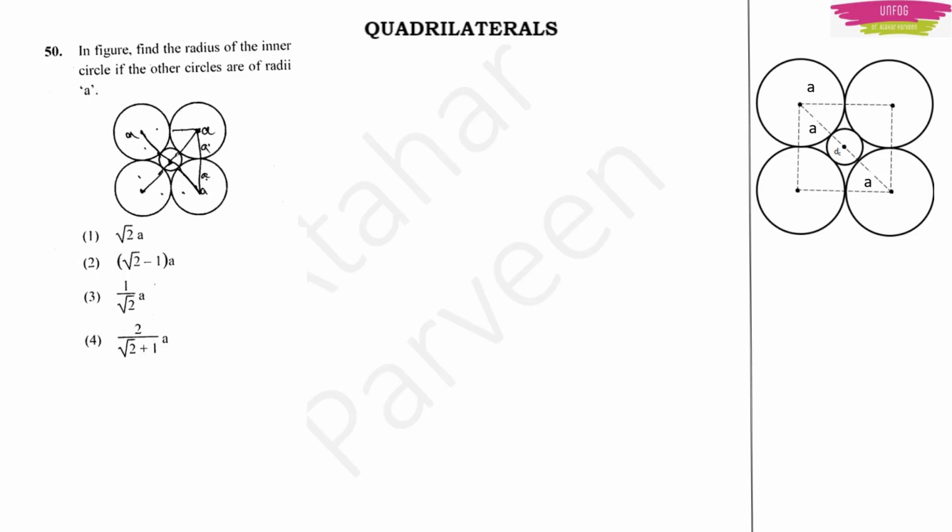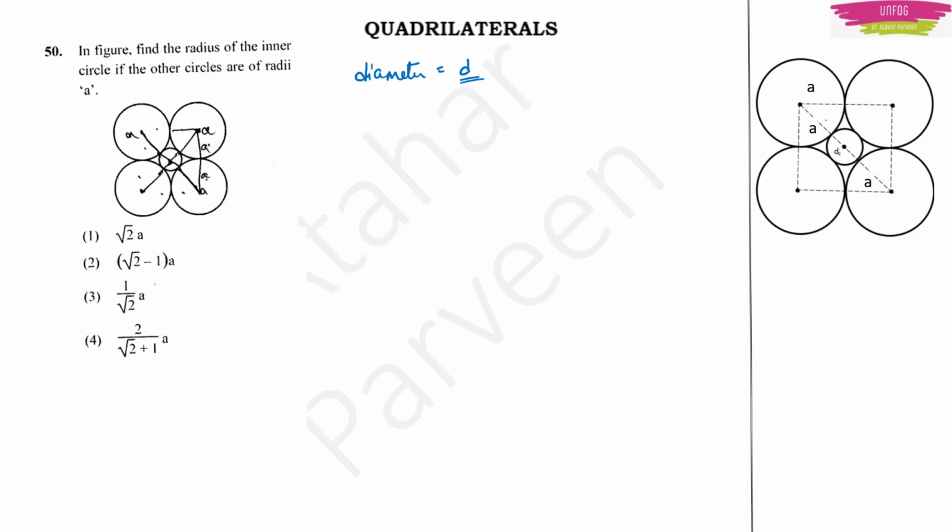You can say that this problem is from quadrilaterals, or you can also say that this problem is from the chapter circles, because the situation is of circles and we are going to use the properties of quadrilaterals in this problem. Okay. So here, let the diameter of the inner circle be small d. Once we find the diameter, we can find the radius also easily, right?